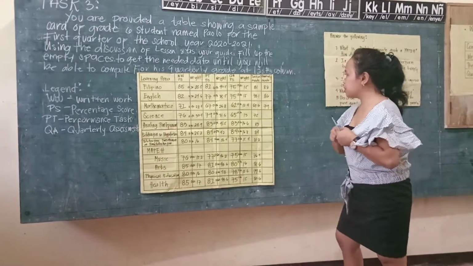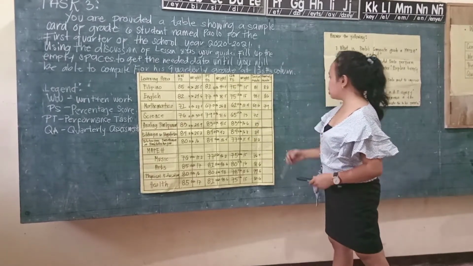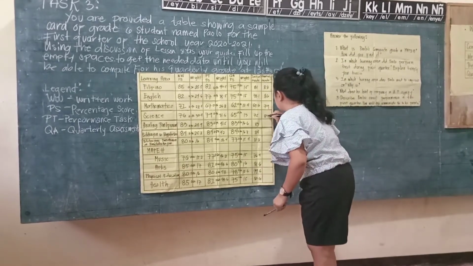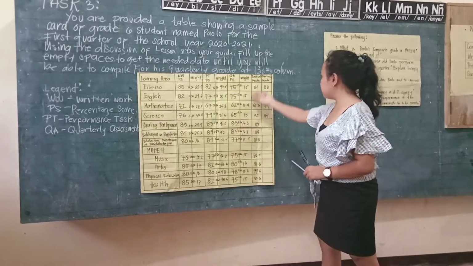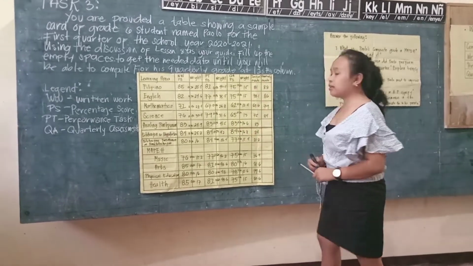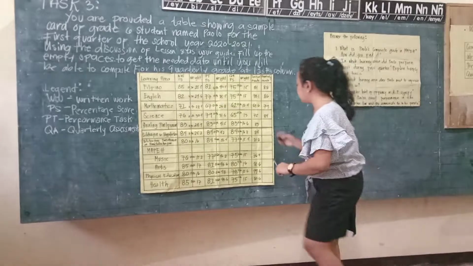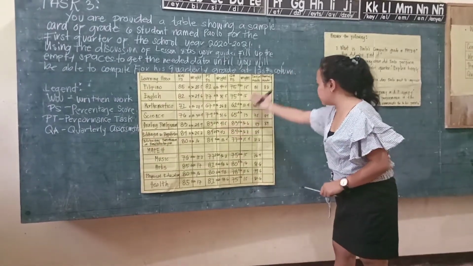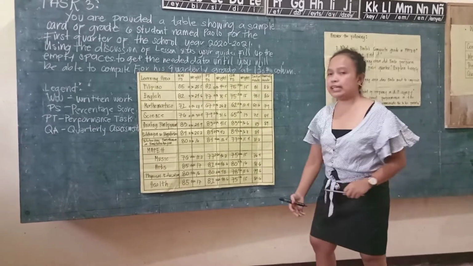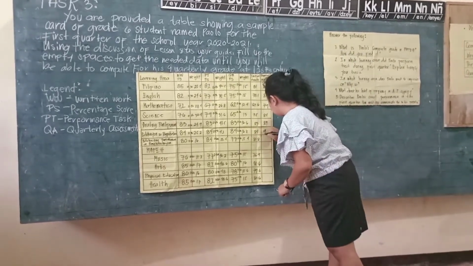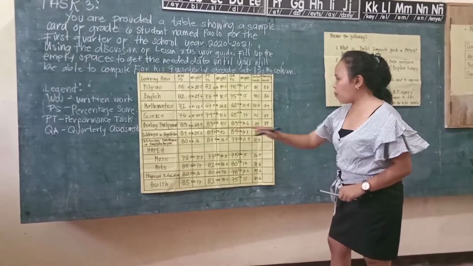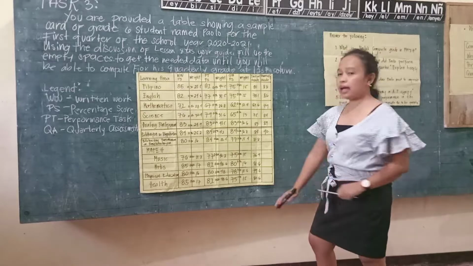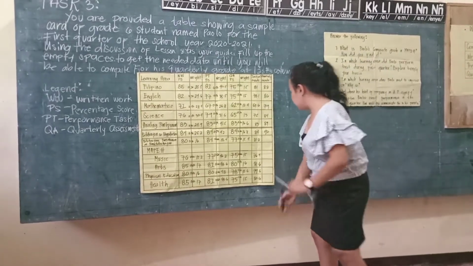For science, 75, the transmuted grade is 84. Araling Panlipunan, the initial grade is 83 and the transmuted grade is 89. For Edukasyon sa Pagpapakatao, the initial grade is 84, the transmuted grade is 90. Edukasyong Pantahanan at Pangkabuhayan, we have the initial grade 81.8 and the transmuted grade is 88.